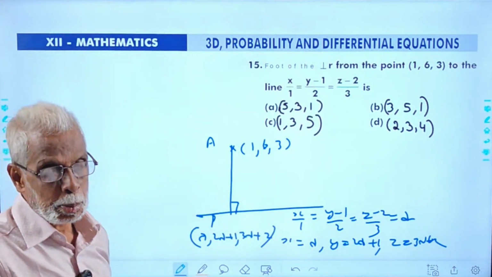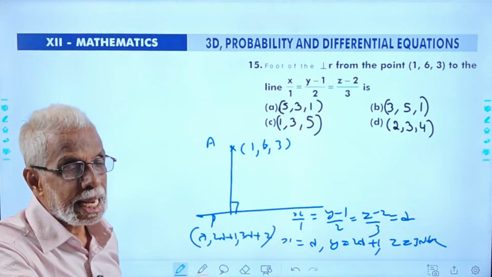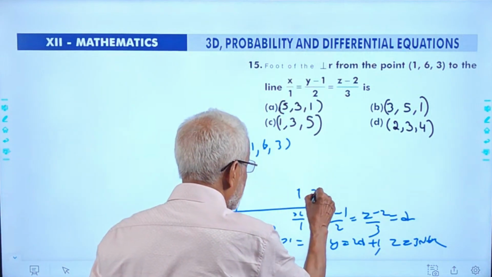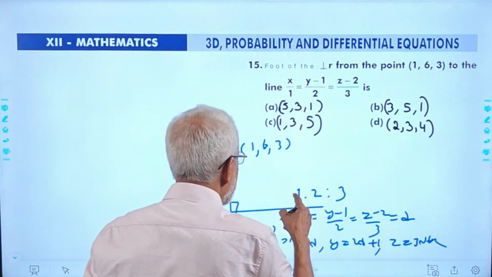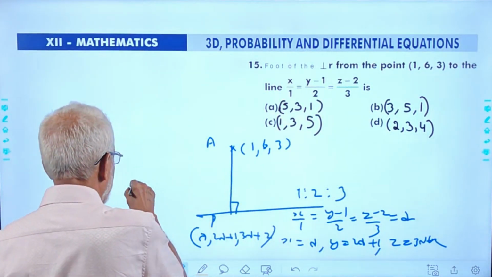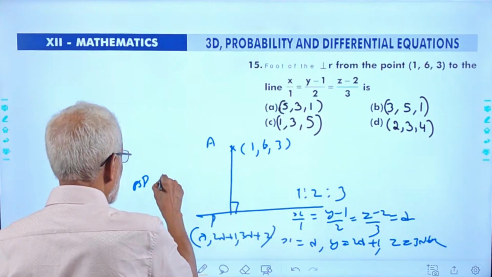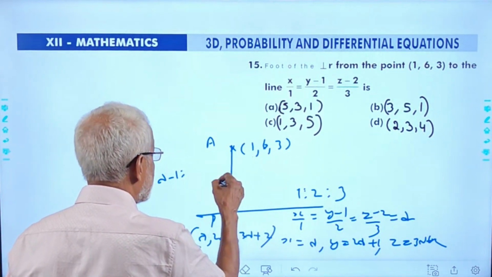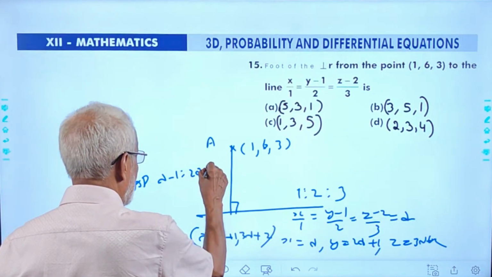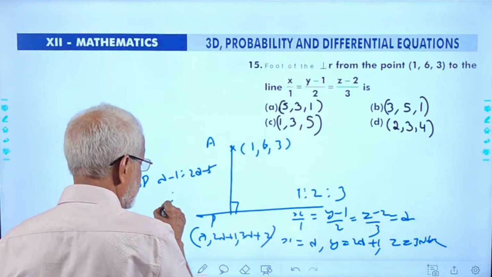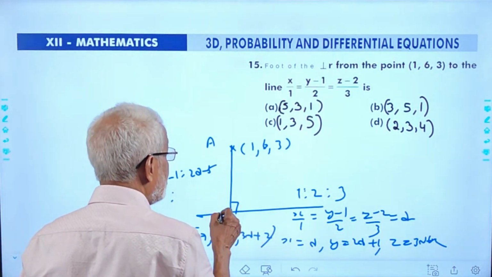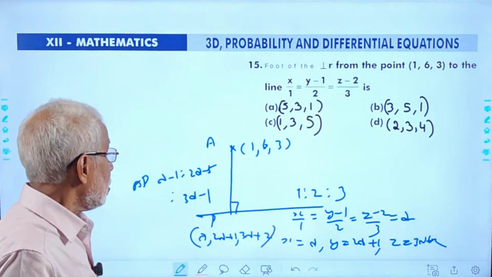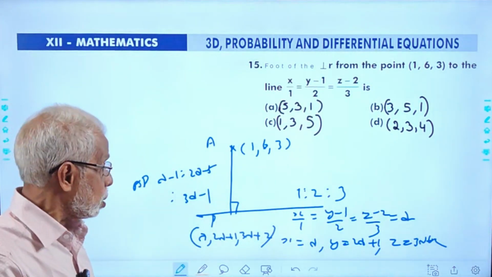If two lines are perpendicular, the sum of the product of the direction ratios is 0. Direction ratios of the given line is 1:2:3. Direction ratios of AP is lambda minus 1 is to 2 lambda plus 1 minus 6, that is 2 lambda minus 5, is to 3 lambda plus 2 minus 3, that is 3 lambda minus 1. So we got the direction ratios of AP also.